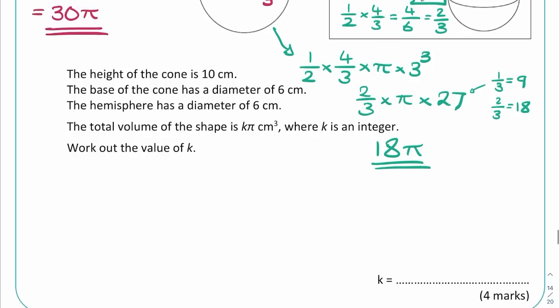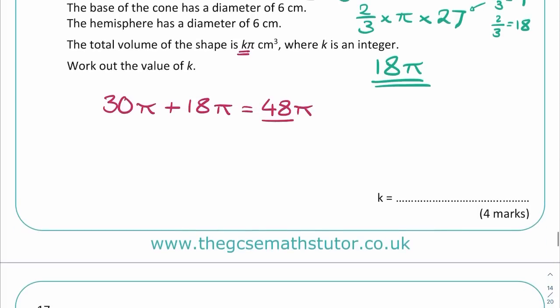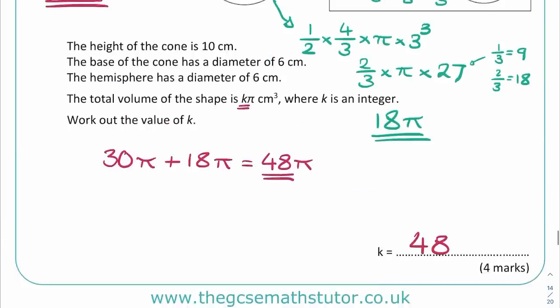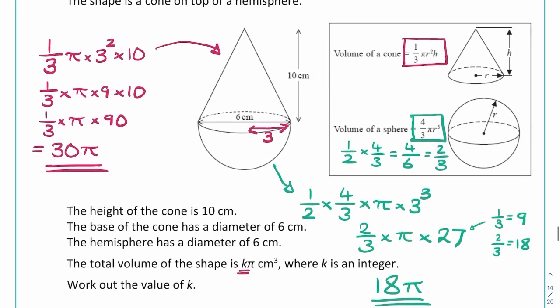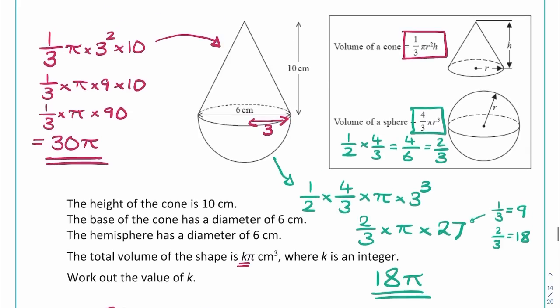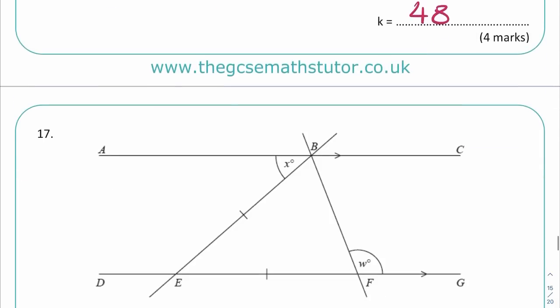Now we just need to add those two together. So we have the volume of the cone, 30 pi, the volume of the hemisphere, 18 pi, add them together, that is 48 pi. Now it only wants to know the value of k. k is the number in front of pi, so the number in front of pi is 48, so k is equal to 48. And there we go. A little bit of compound volume there with cones and spheres. On to the next one.